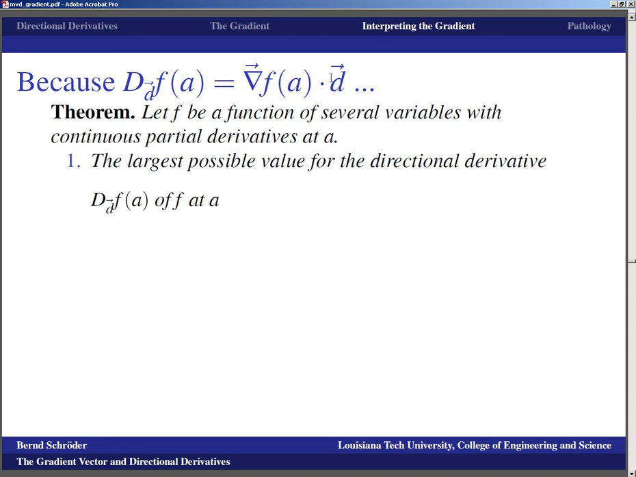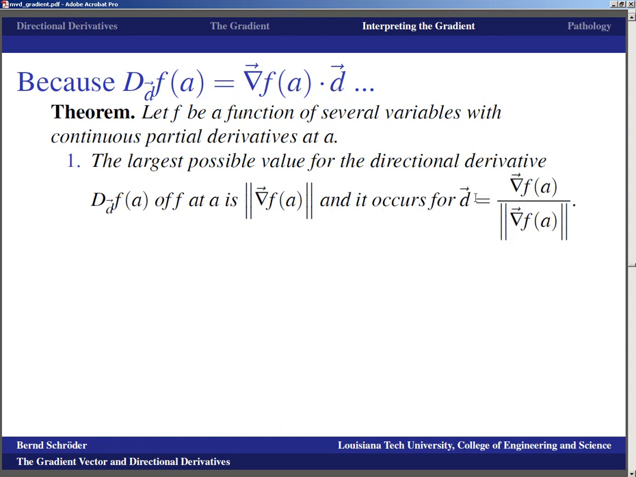And, well, the direction would be the gradient divided by the gradient's magnitude itself. And so when you multiply that by the magnitude of the gradient to get the dot product here, you get that the largest possible value for the directional derivative is the magnitude of the gradient. Let me say that again. The largest magnitude of a dot product would be the product of the magnitudes of the factors, right? This one has magnitude 1, which means the largest possible magnitude is the magnitude of the gradient of f at a. And the direction, well, the largest magnitude is assumed when the vectors are parallel, and that would be when your direction vector is the gradient divided by the magnitude of the gradient.